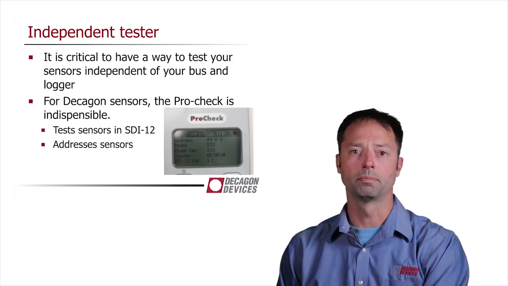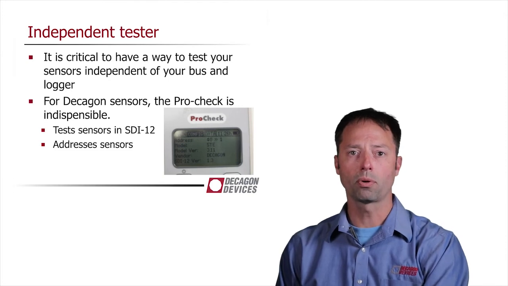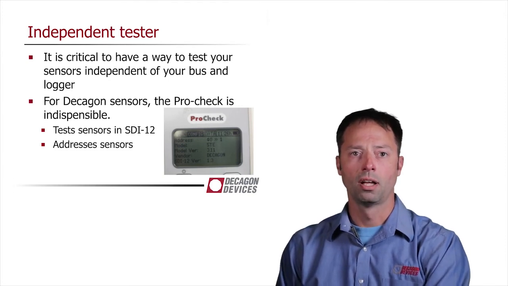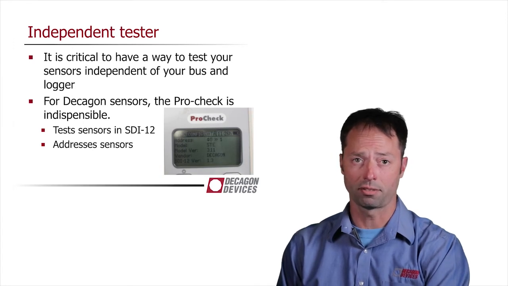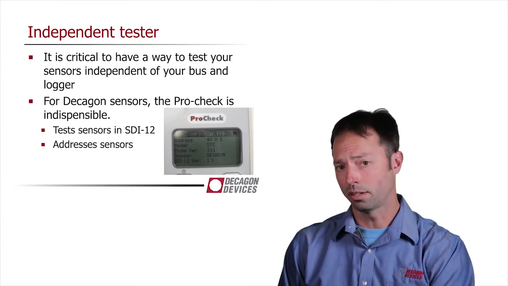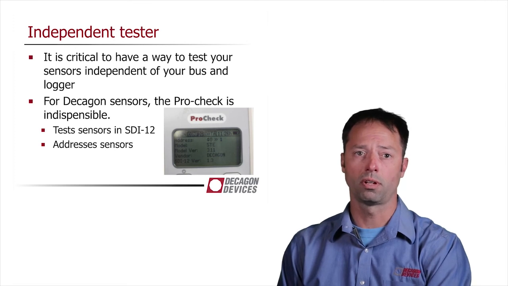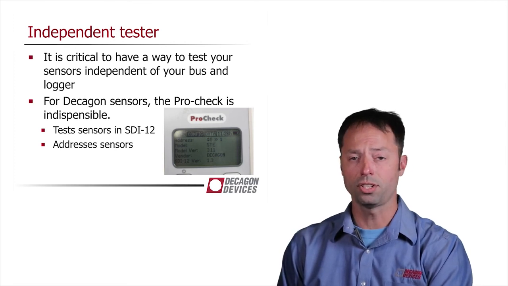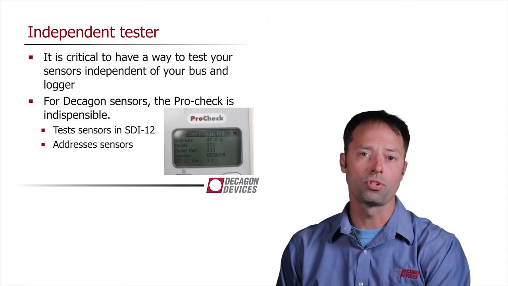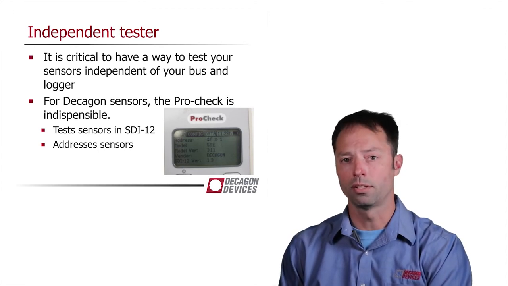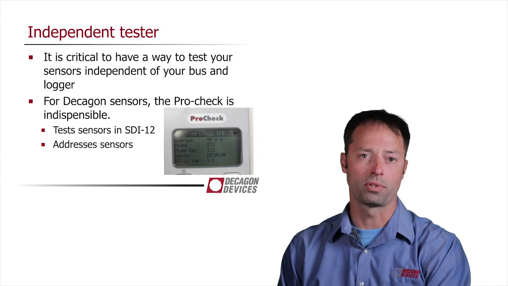It's going to be your next step. I spoke about having an independent tester. The ProCheck is the best way to test Decagon sensors. It can help you address SDI-12 sensors, and it tests each sensor in SDI-12. So if they work on the ProCheck, the sensor is doing what it's supposed to be doing, and you can move on to another step in your troubleshooting.